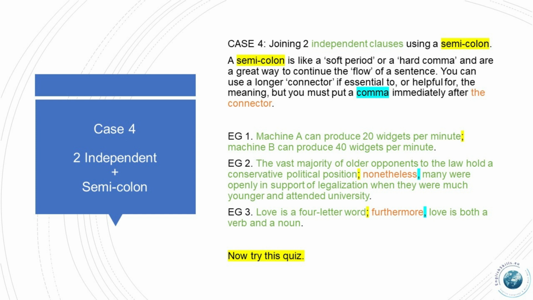Example 3. Love is a 4-letter word. Complete idea. It's a beautiful idea. Semicolon. Furthermore, let's add some interesting information. Comma. Love is both a verb and a noun. With that poignant point, let's close.